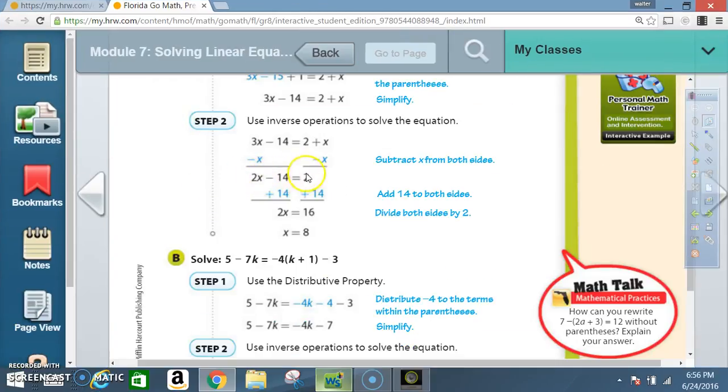Now you are solving a two-step equation. Multiplication is 2 times x, and minus 14. Two-step equation means it contains multiplication and in this case subtraction. We want to get the 2x sitting by itself. So to do that, that negative 14 has to disappear. So we're going to add 14 to both sides. What's the opposite of a negative 14? A positive 14. So a positive 14 on this side and a positive 14 on that side.